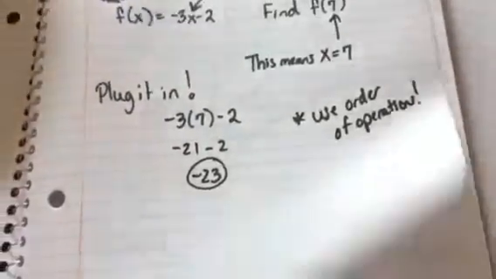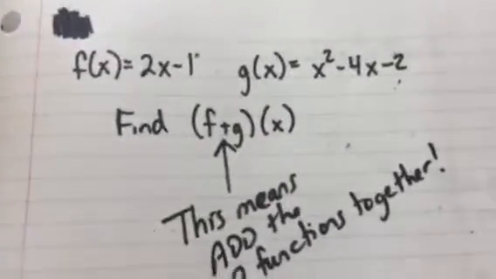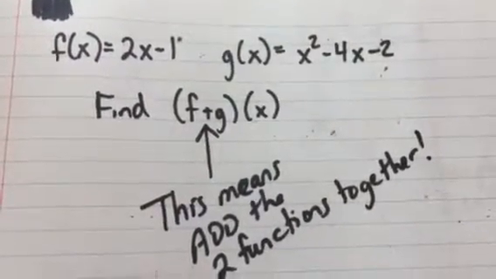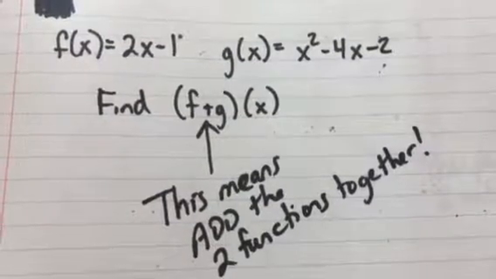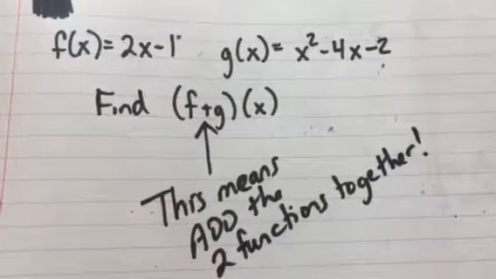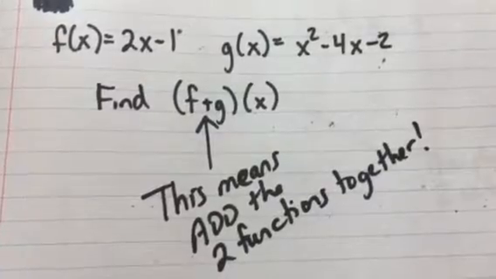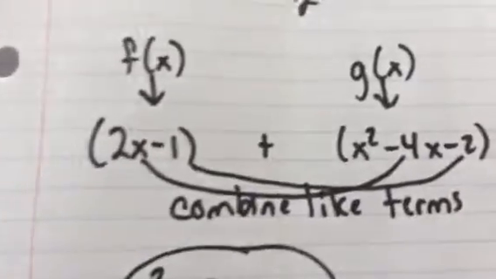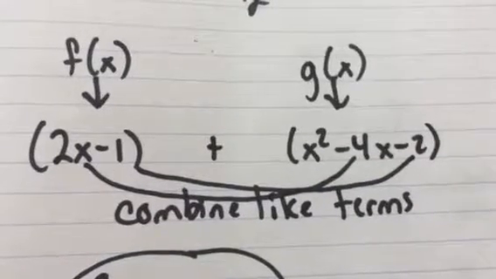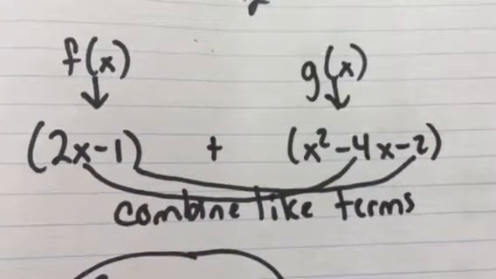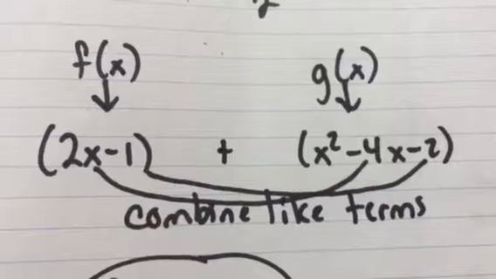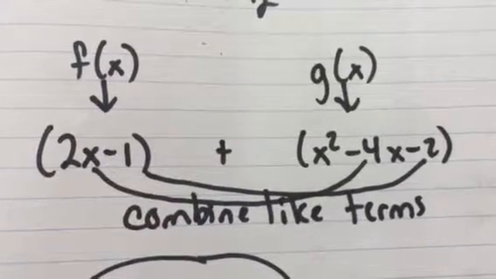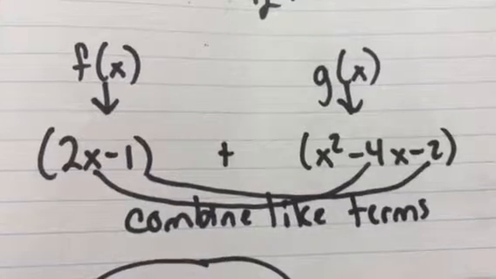For our second example, this time there's a little bit more involved. As you'll see, this time you have 2 functions, and the question says find f plus g of x. So whenever it just says f plus g, that just means that we're going to add the 2 functions together. So we're going to take the f of x function, 2x minus 1, and put parentheses around it. Then we're going to take the g of x function, which is x squared minus 4x minus 2, put parentheses around it, and then add them together.